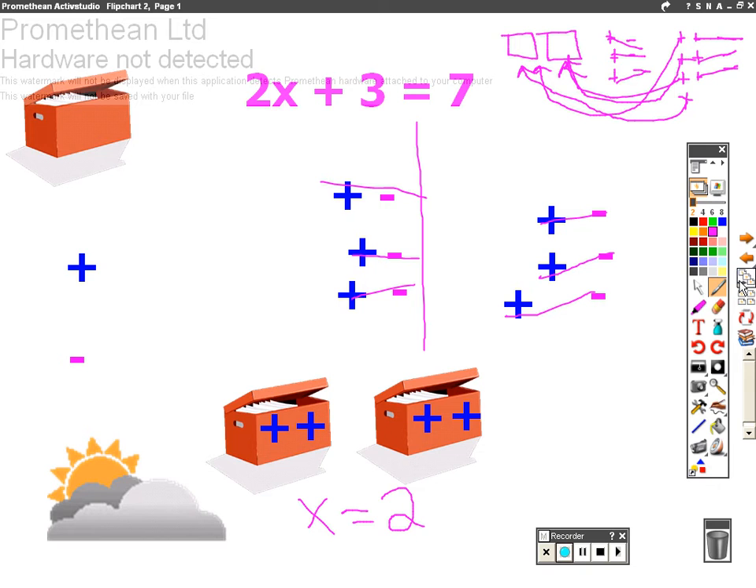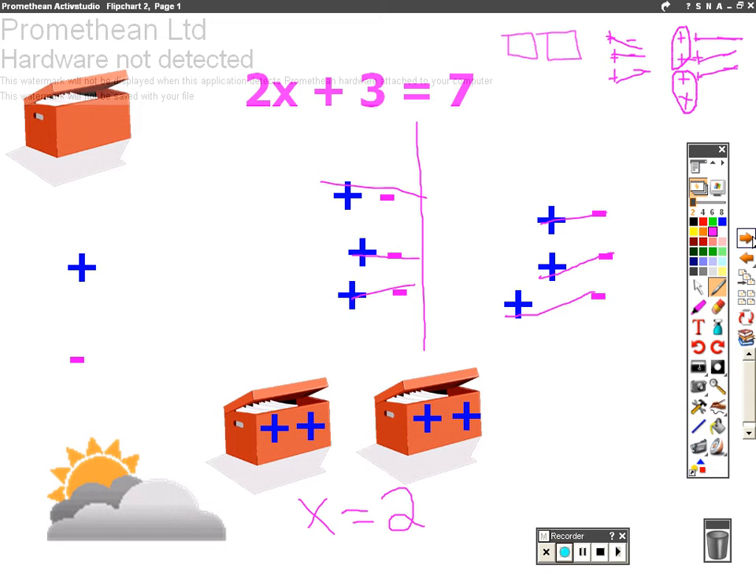Another way, so let me undo what I just did there. Let me undraw all these lines because that can get a little sloppy and confusing. I have 2 boxes. Okay? So I'm going to circle groups of 2. So there's a group of 2. There's another group of 2. How many groups of 2 do I have? 2. Therefore, my answer is 2.